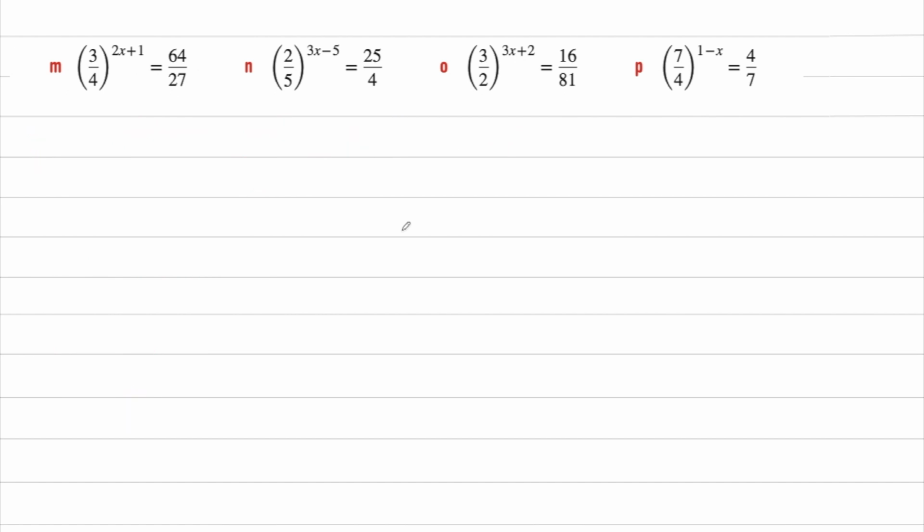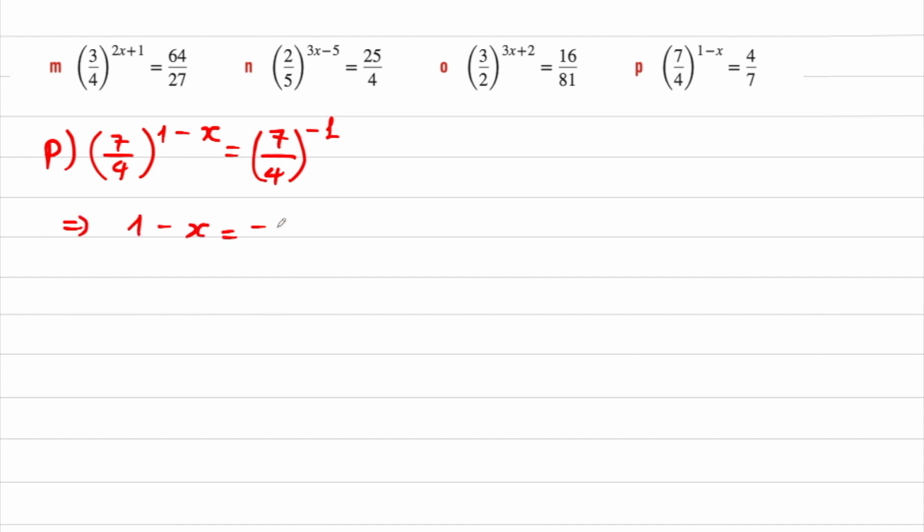And question P. About question P, 7 over 4 to the power 1 minus x, and 7 over 4 will have the minus 1 for the power number. And then 1 minus x equals minus 1, so 2 equals x. For question P, x equals 2. That is my final answer for this question.